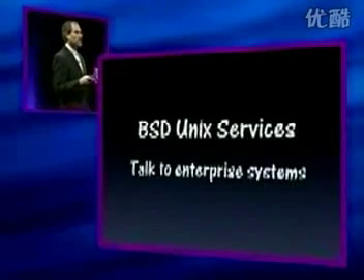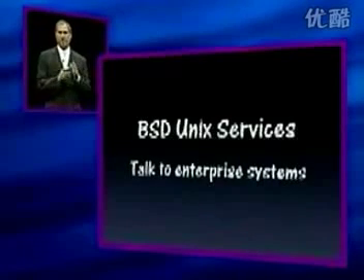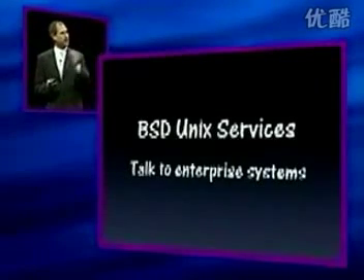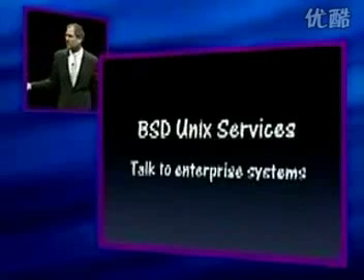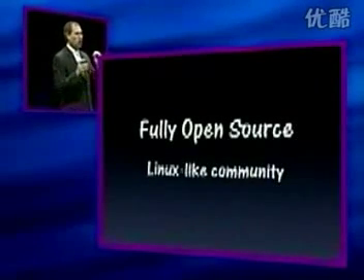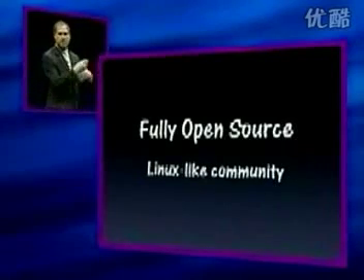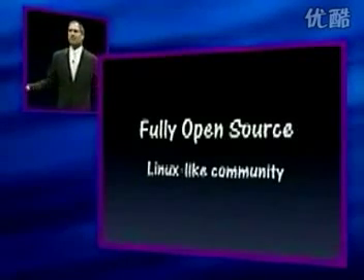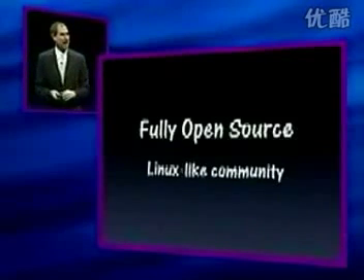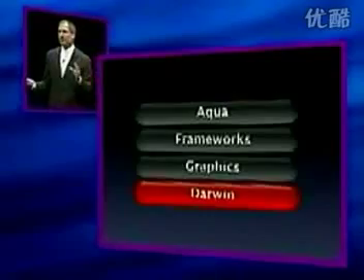We have BSD Unix services. This is a true Unix machine. We have BSD Unix, so you can talk to enterprise systems, you can talk to the rest of the world. Fully open source. We have open sourced Darwin. So we have a Linux-like community already making major contributions to Darwin that we're incorporating back into Mac OS X. So that's Darwin.